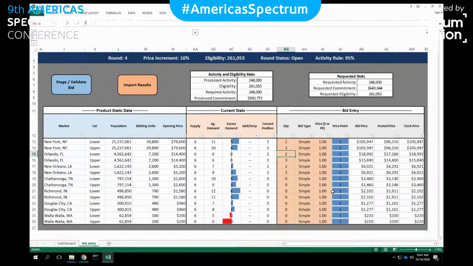That means that we have to take demand from one of 2 places. The first one is from that 5%, the difference between our prior round's processed activity and our current eligibility. That comes from the 95% rule. And that's there just to give bidders some flexibility, around 5% of their current bids. So I can add 1 block in Orlando, Florida lower, and I don't have to drop demand in any other market, right? I can see my requested activity rises but stays below eligibility.